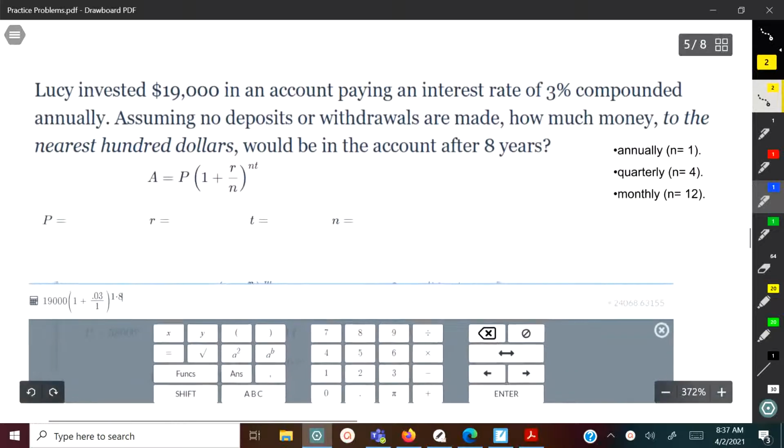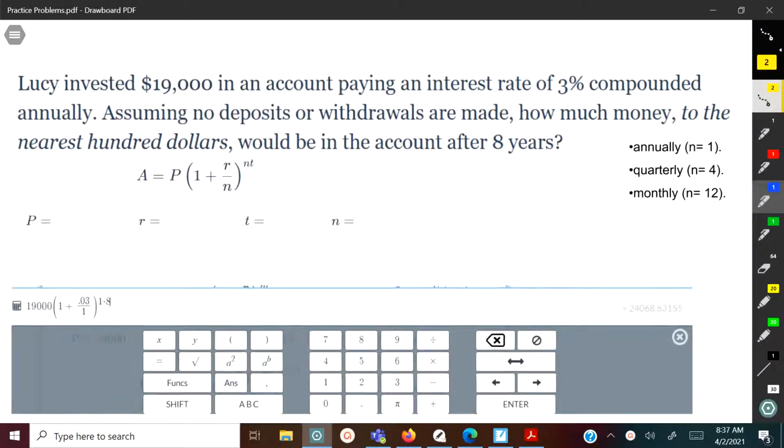Alright, let's shrink this in here. Alright, so Lucy invests $19,000 in an account paying an interest rate of 3% compounding annually. Assume no deposits or withdrawals are made. How much money to the nearest $100 will be in the account after 8 years?